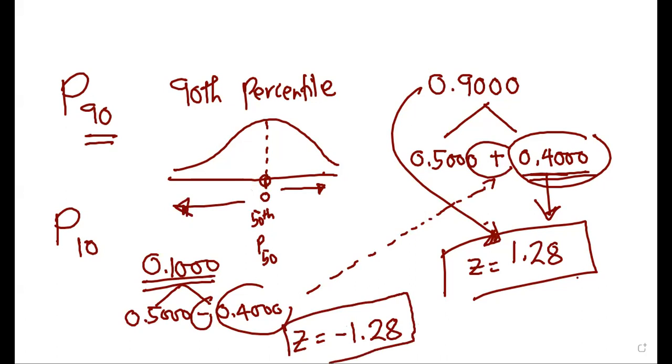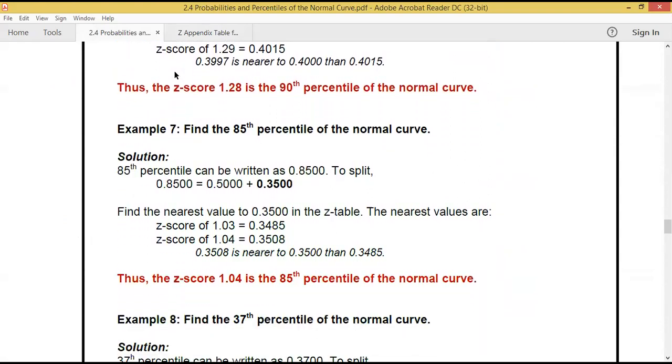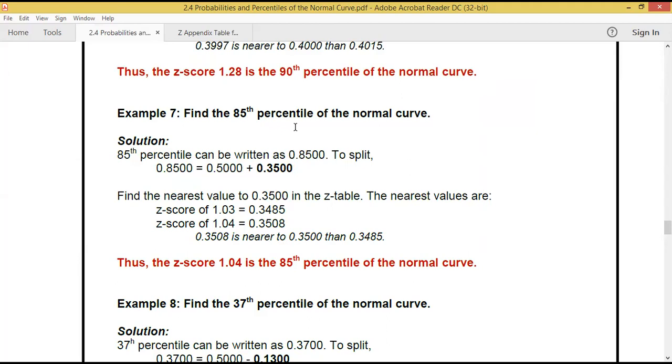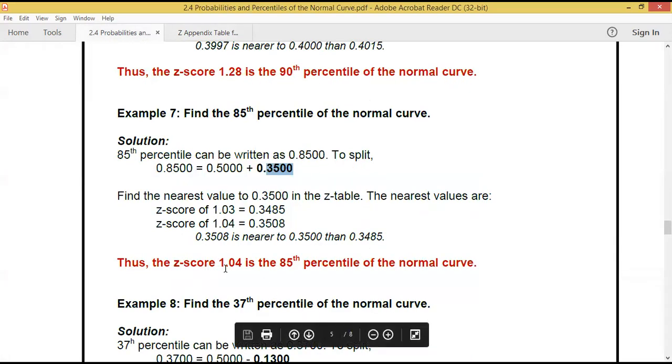Let's go to the next example. Example number 7. Find the 85th percentile of the normal curve. If we split 0.8500, that will be 0.5000 and 0.3500. We'll look for 0.3500 in the area of the normal curve. It's between 1.03 and 1.04, and 1.04 is nearer to 0.3500. So the answer is 1.04. Our z-score is 1.04 for percentile 85.